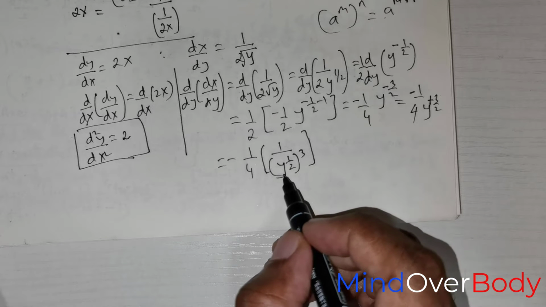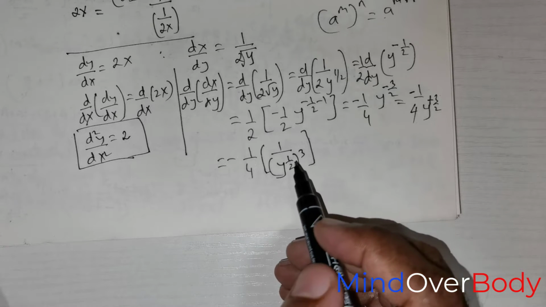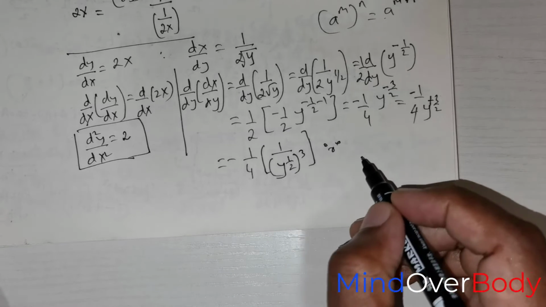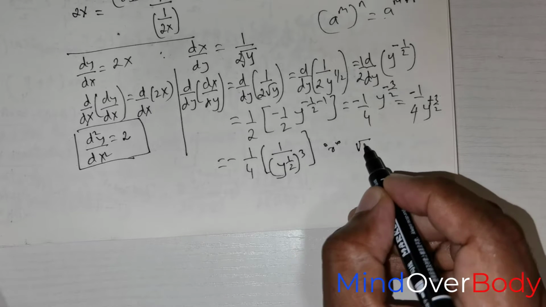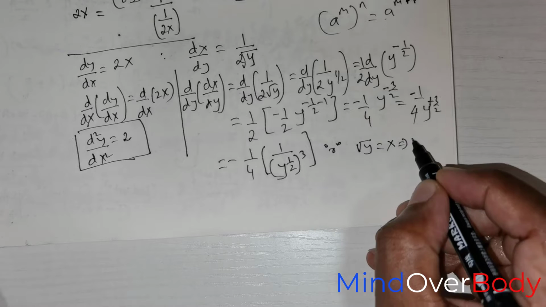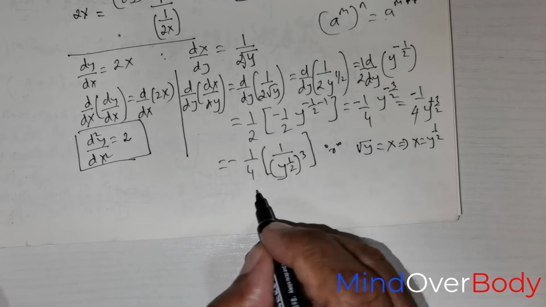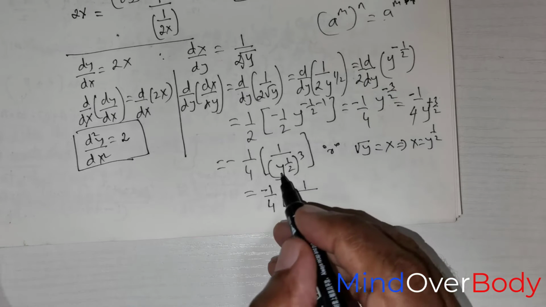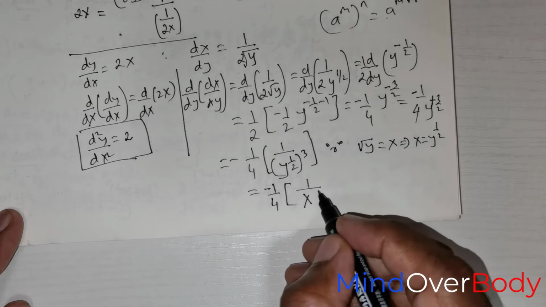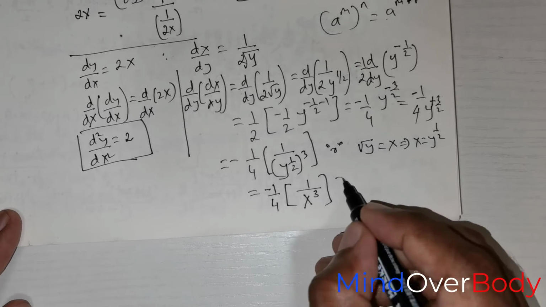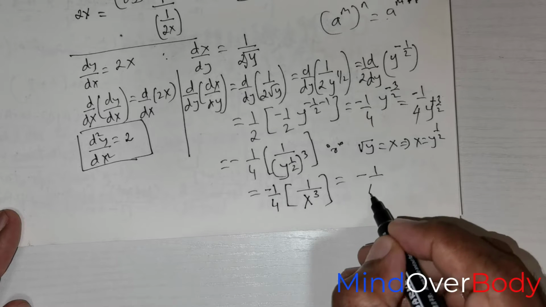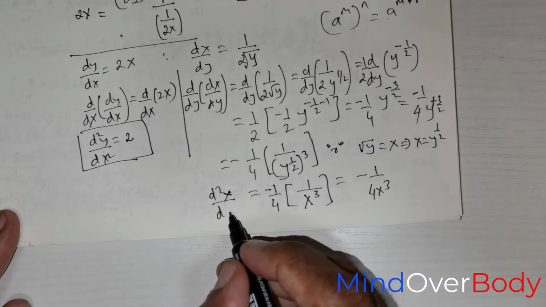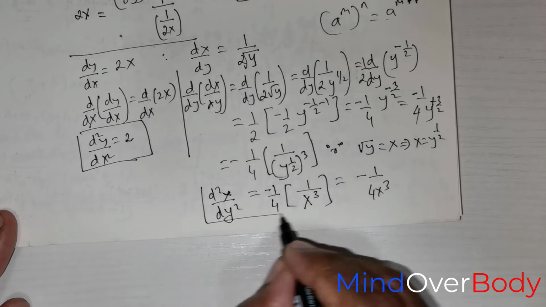But y raised to the power of 1 over 2, as I mentioned to you, we have taken, now let me write that down. Since root of y is equal to x, which means x is equal to y raised to the power of 1 over 2, this is nothing but 1 over 4, of course with a negative sign there. In place of y raised to the power of 1 over 2, I can substitute x. You get x cubed here. So you have negative 1 over 4 times x cubed. So this is d squared x over dy squared. This is what we have got.